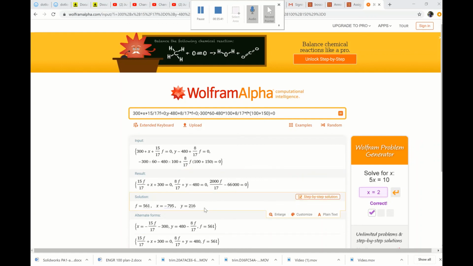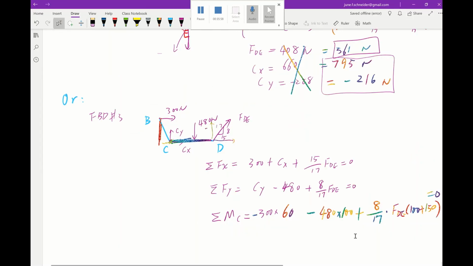Then we have a value. Okay, and this value essentially is the same one as the previous one, might have a difference in terms of a sign, and that's predictable because we assume different direction perhaps. So from this calculation, we have our FDE as 561, and our CX is negative 795, and the CY is 216. Okay, so that is the same thing.